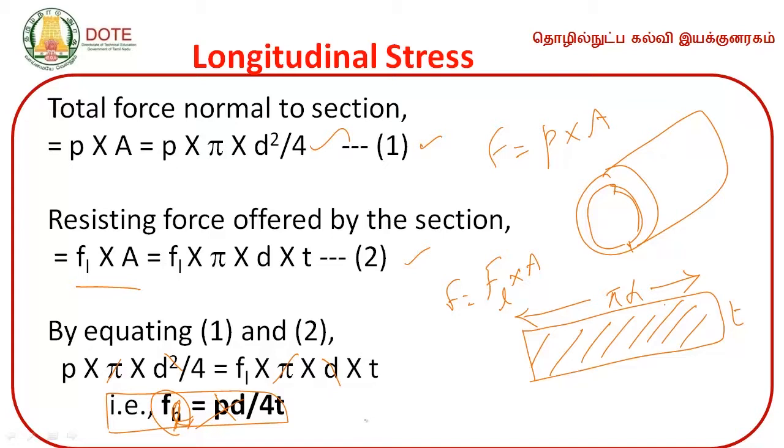So the longitudinal stress FL is given by, we can bring this t downwards. So it is going to be P into D divided by 4 into T. Longitudinal stress is given by PD divided by 4T. P we know, the stress induced, D is the diameter, and T is the thickness. FL is going to be the longitudinal stress induced in the thin cylindrical shell.